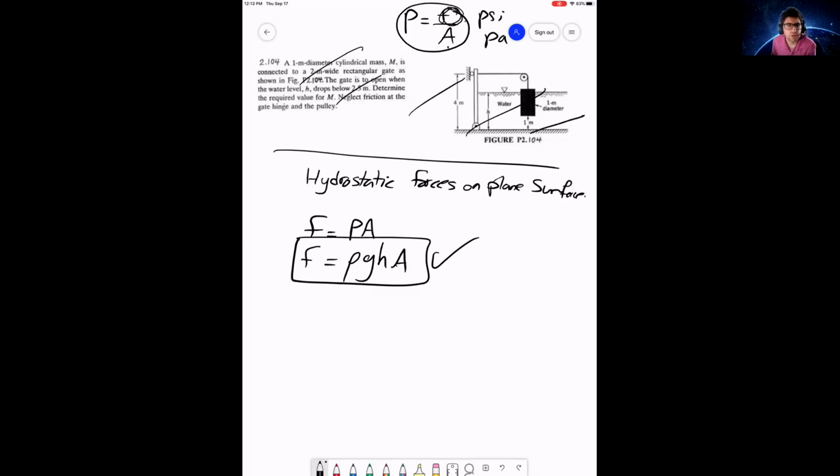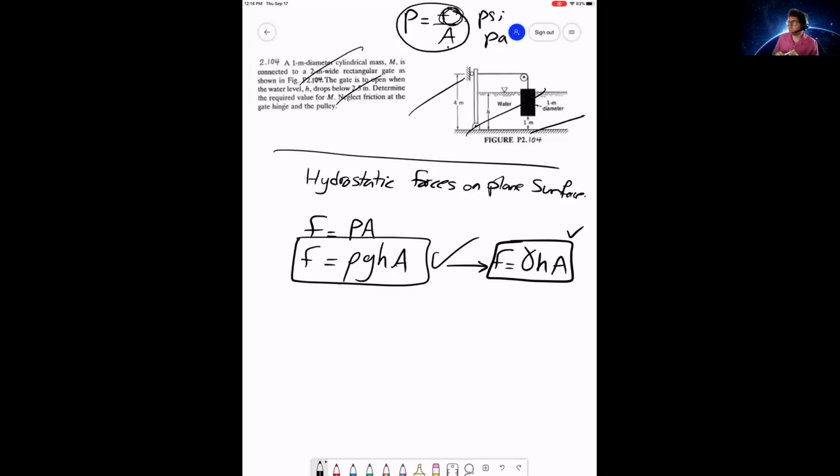So if we want to continue to expand this formula, what's rho g? Rho g will be specific weight. Specific weight, exactly. So it's gamma h A. That's the formula you want to memorize right here. That's your force. Okay, so this is your first formula. That's how you calculate the magnitude of the force.